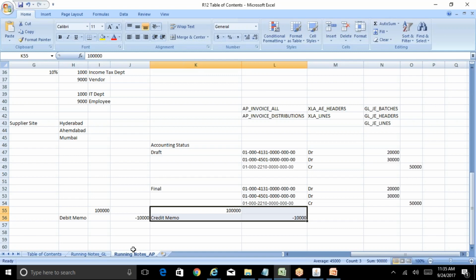And from a system perspective, both are negative invoices. They do not have any other impact. And these two are different in AR. So I'm talking about this only from an AP perspective.